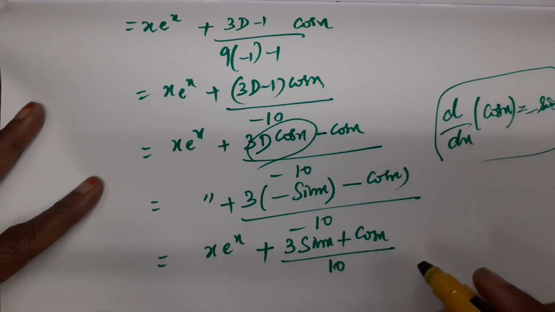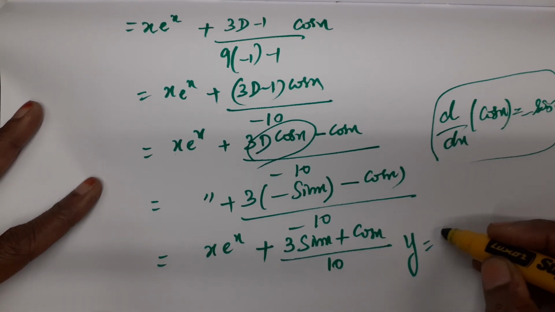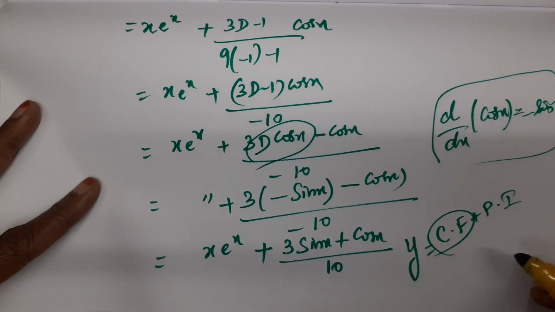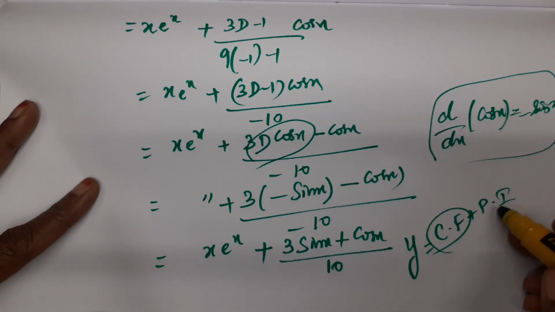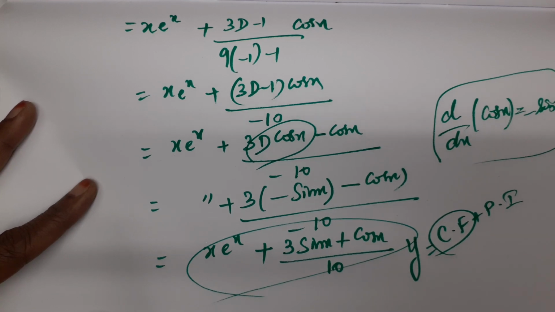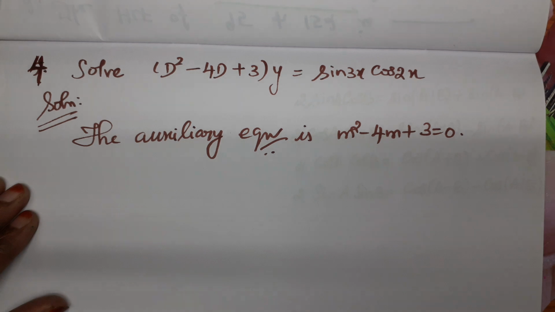This is my PI. So how to write the solution? Y is equal to CF plus PI. We have to write our CF what we got and adding that with this PI, we'll get the general solution. Is it clear? The next problem is we are going to solve D squared minus 4D plus 3 into y equal to sin 3x into cos 2x.